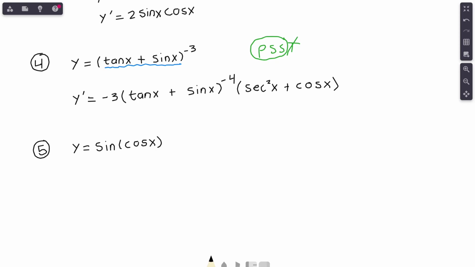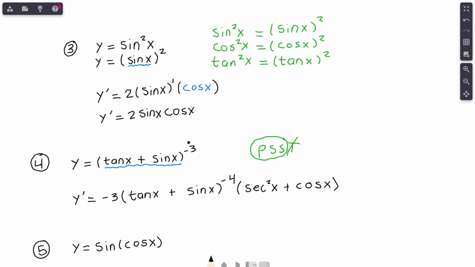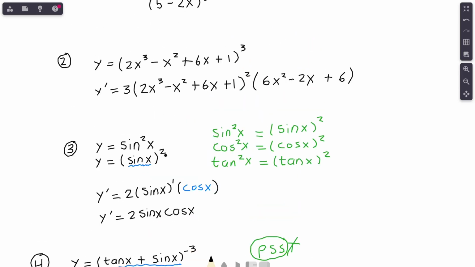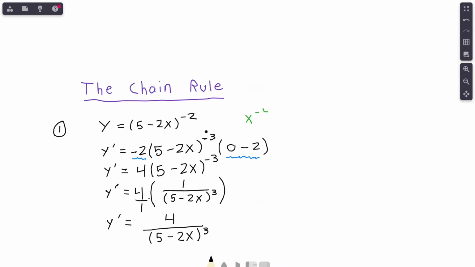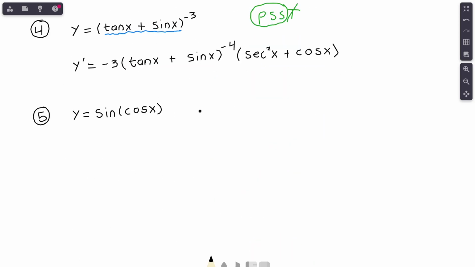So for number 5, we are asked to find the derivative of sine of cosine x. Now this one's a little bit different because our outside function is sine, whereas before our outside function was just like this -3 power, this 2 power, right? It was an exponent. But here our outside function is a trig function.